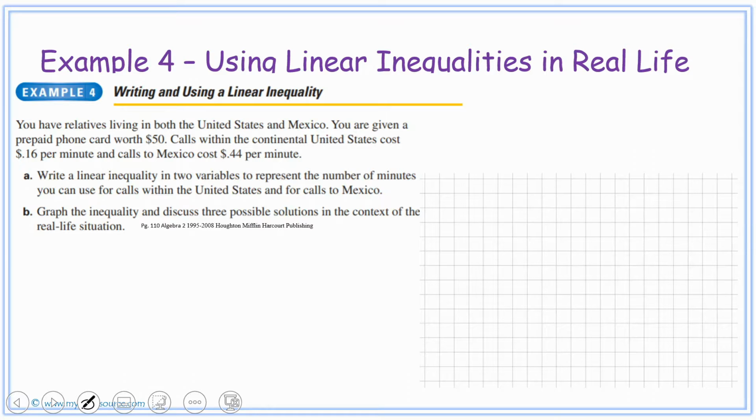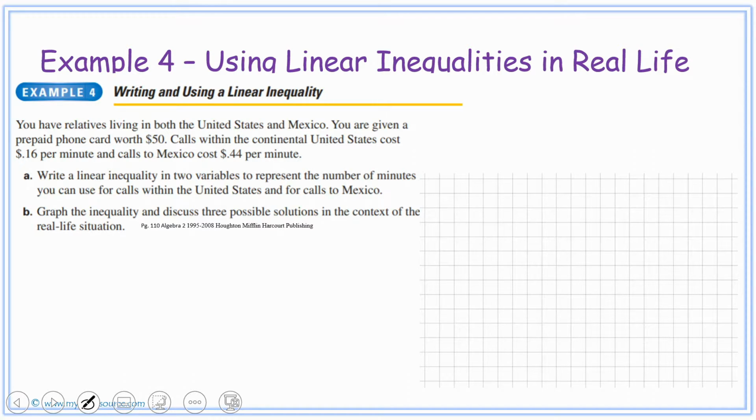Okay, so example 4 now uses linear inequalities in real life. And so we have practiced how to create equations and inequalities by reading the questions. Now we're going to connect it with the graphing aspect. So here, example 4, we're going to write and use a linear inequality.